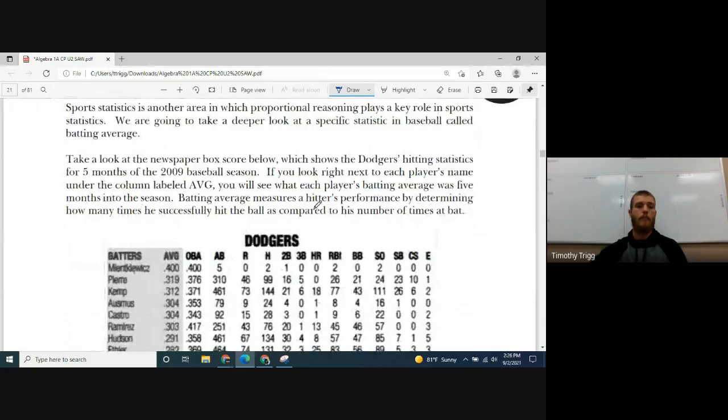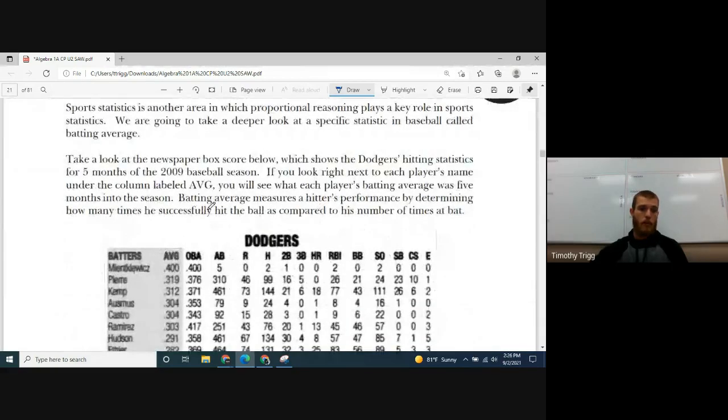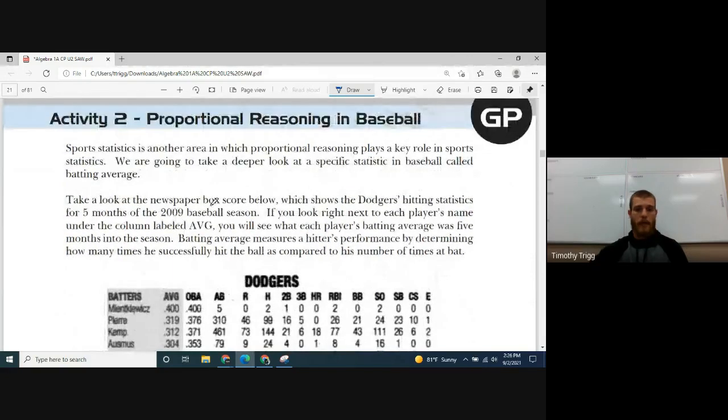Okay, let's look at the next page, page 9. Here we have a box score, which shows the Dodgers hitting statistics for 5 months in the 2009 baseball season. If you look right next to each player's name under the column labeled AVG, you will see that each player's batting average was 5 months into the season.